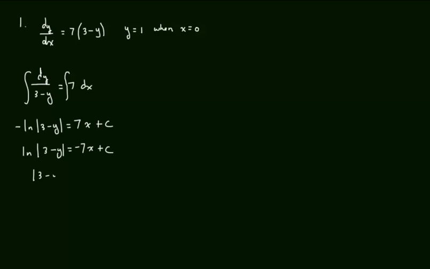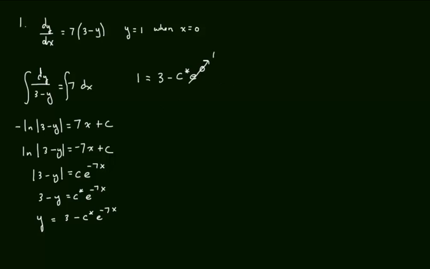Exponentiate both sides. Get rid of the absolute value, c star. Solve for y. Let's see, that's 3 minus c star e to the negative 7x. Plug in my condition, and conclude that c star equals 2.